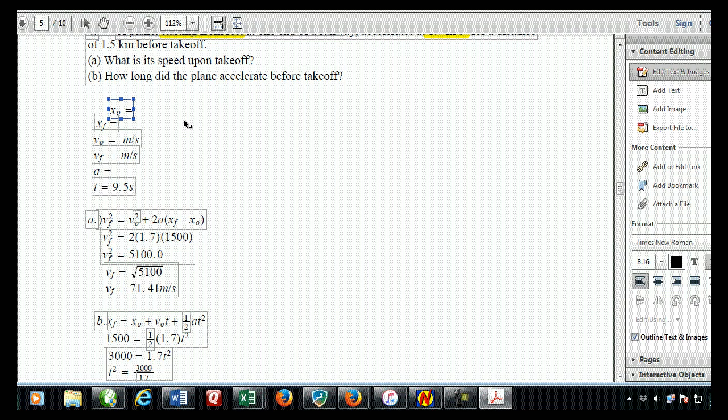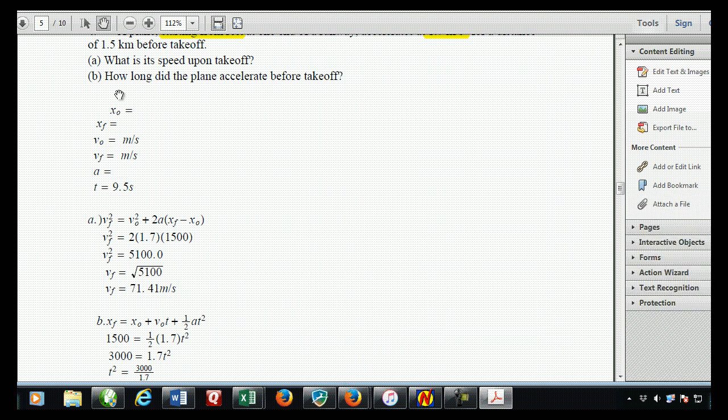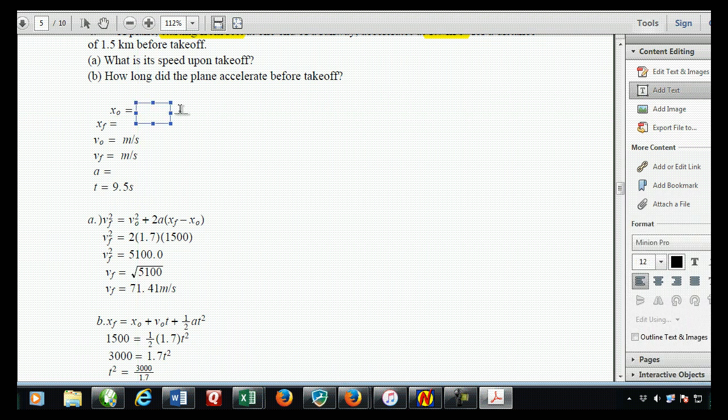So we know we should have a what right here. Let's stop editing that for a second. Let's simply do this. Let's add text. One right there, that should be 0 meters. We know that should be, sneak it right there, 1,500 meters. And you know starting from rest means that this guy right here has to be 0.